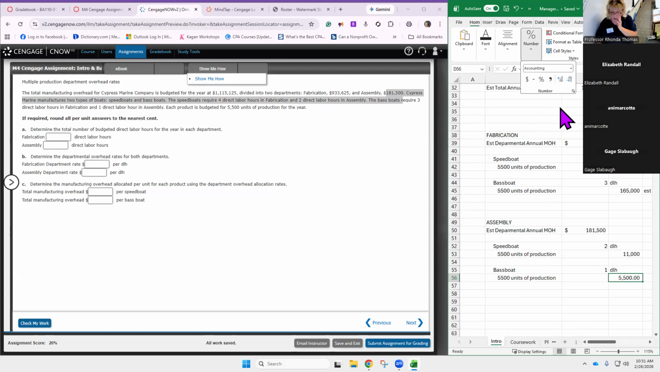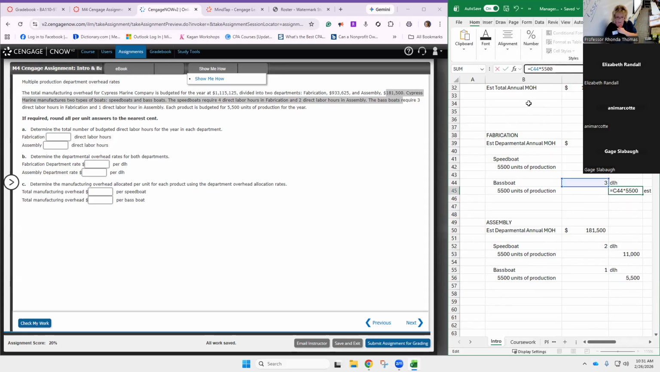So now we are going to add these together, right? Because this is under the department, correct? The department is assembly and fabrication. We just found how many total hours are predicted on the speedboat under fabrication. And we just found how many hours, and I must have done a wrong number there. Yeah, that's not matching up. There we go, that's better. So these two numbers get added together, and we'll get our total direct labor hours for each department.